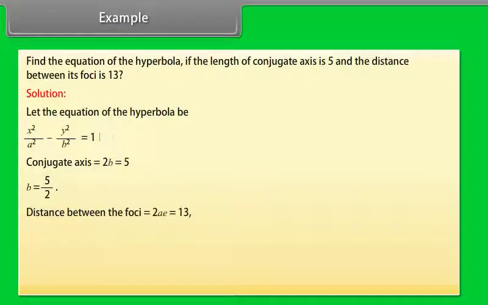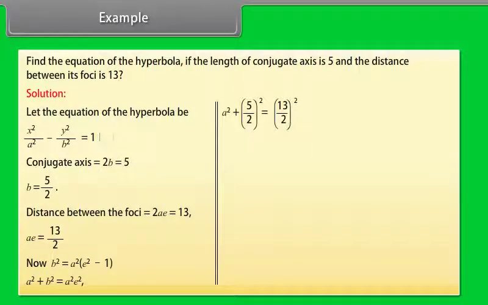Distance between the foci is equal to 2ae is equal to 13. ae is equal to 13 by 2. Now, b square is equal to a square into e square minus 1. a square plus b square is equal to a square e square. a square plus (5 by 2) whole square is equal to (13 by 2) whole square. a square is equal to (13 by 2) whole square minus (5 by 2) whole square is equal to 36.